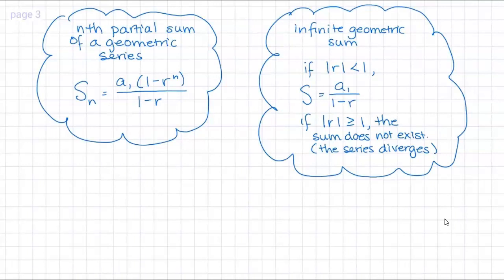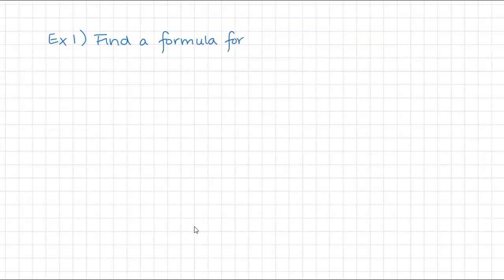So that's essentially the notes. Now we're just going to do some examples. All right, so the first example. Example 1: find a formula for the nth term. And I'm going to do 2 of these. Let's say that a sub 1 is 12, r is 1/7, and we want to find the 10th term.